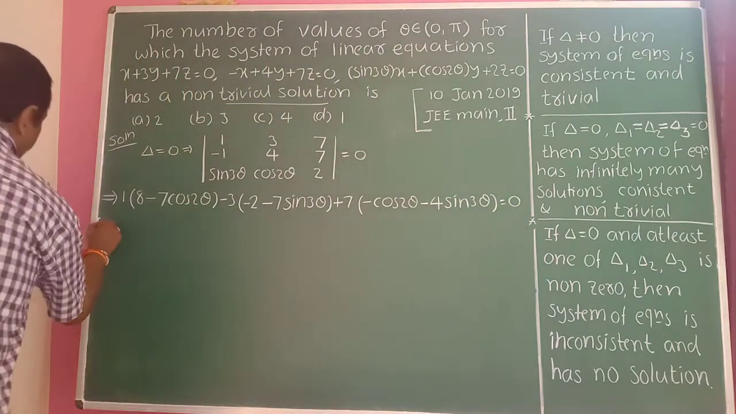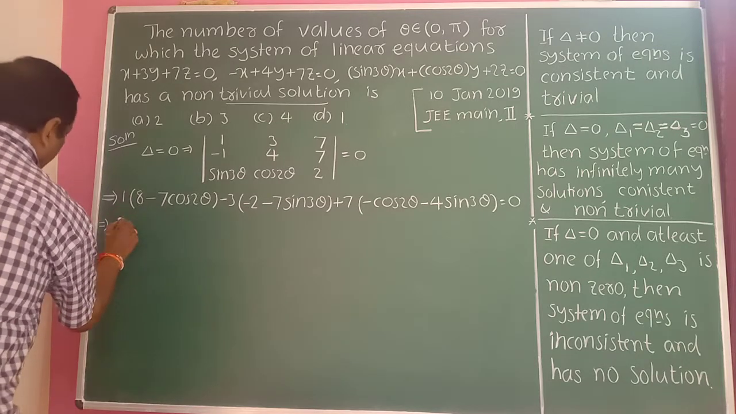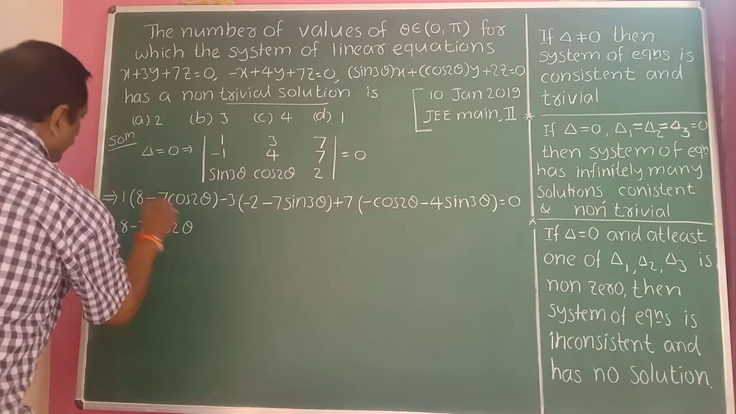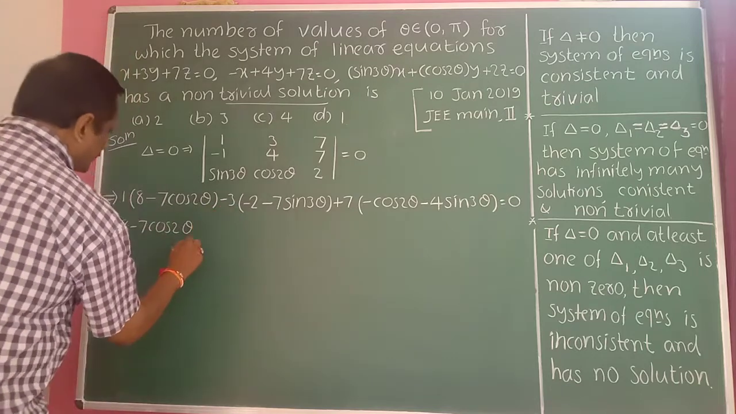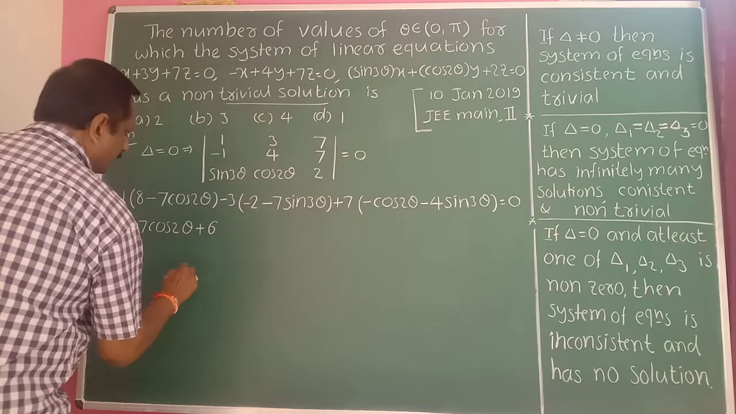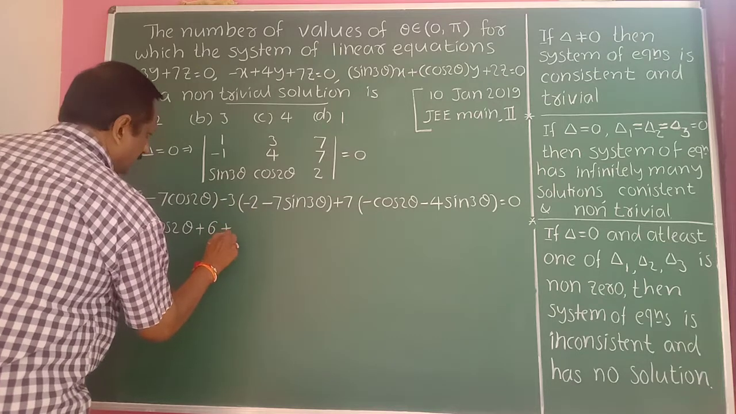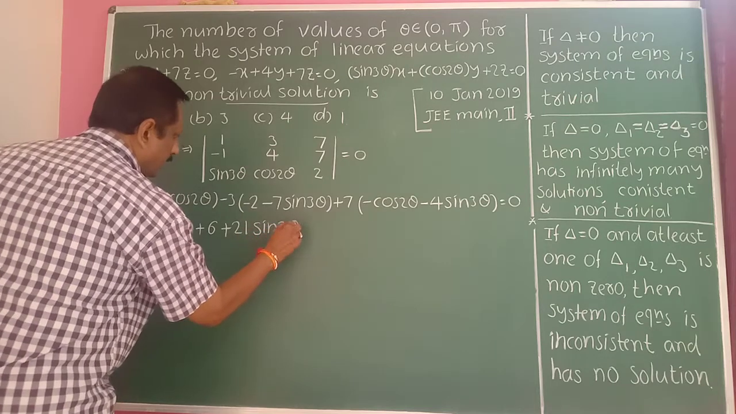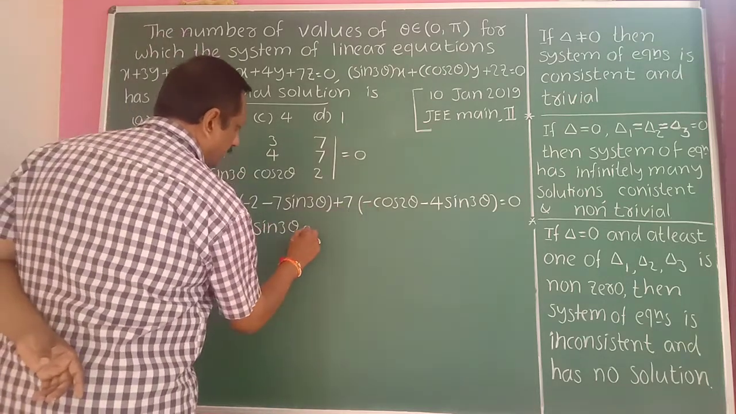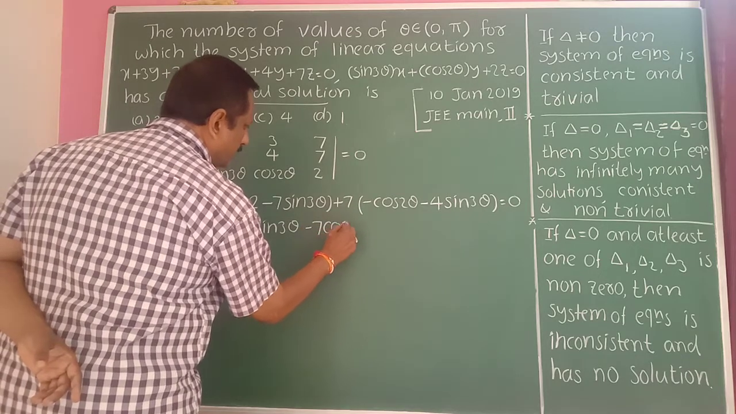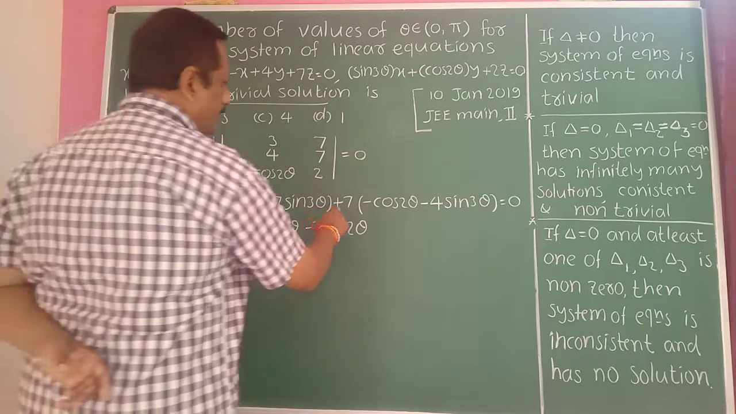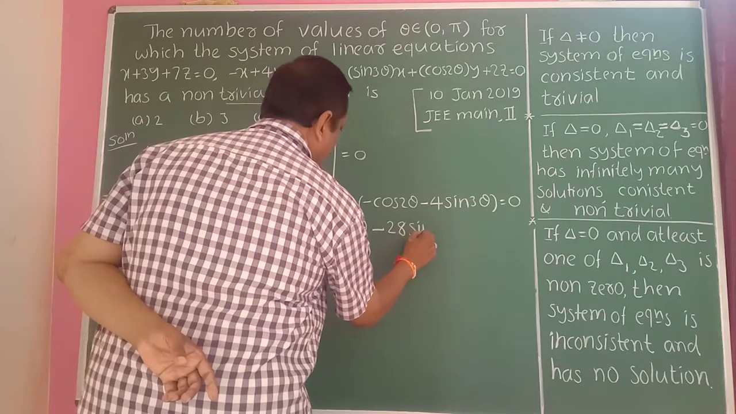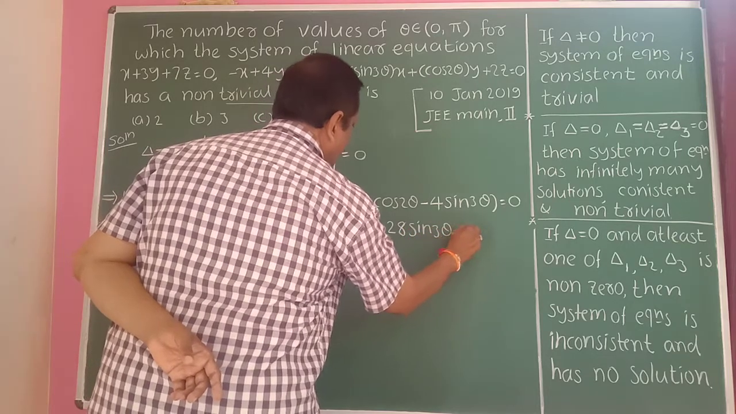Therefore, this implies 1 into 8 minus 7 cos 2 theta, keep as it is. Then we take a minus 3 inside. Minus into minus becomes plus, 3 twos are 6. Minus into minus becomes plus, 7 threes are 21 sin 3 theta. Then 7 cos 2 theta minus 7 cos 2 theta. Then plus into minus becomes minus, 7 fours are 28 sin 3 theta, is equal to 0.